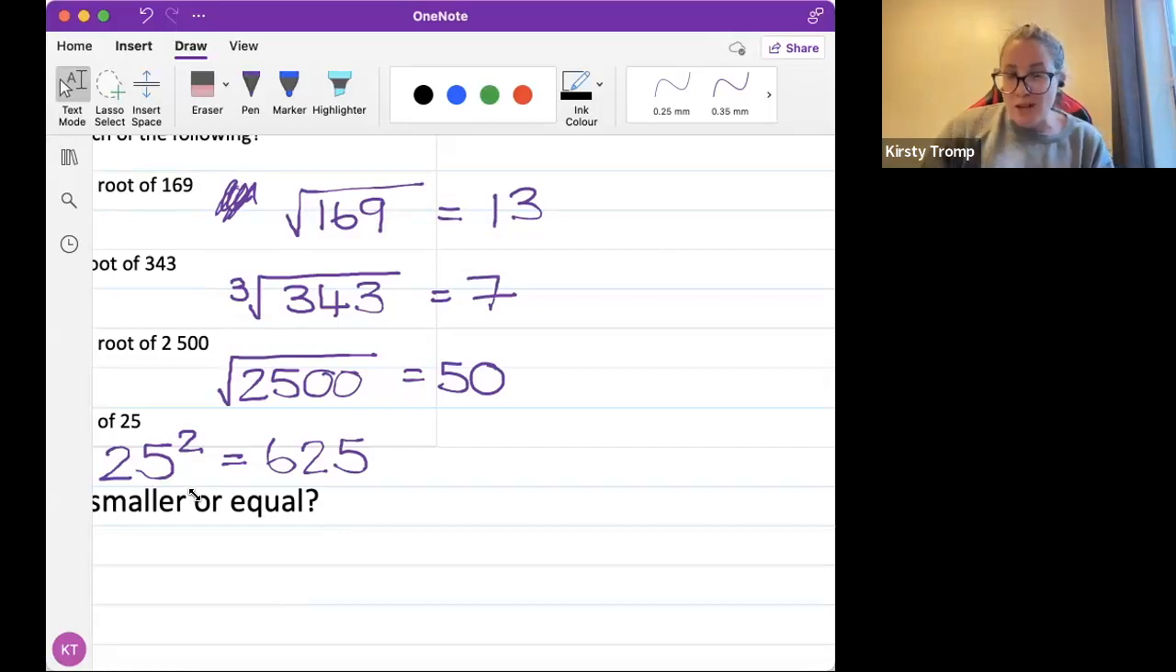Okay, so for square roots, you're asking yourself for two numbers: what number times what number will give you the answer? For cube roots, you're going to say what number times what number times what number will give you the answer. So you're looking for three numbers. So for squares, how many numbers are you looking for? Two numbers. And for cubes, you're looking for three numbers. Right. I hope that explains it to you all.